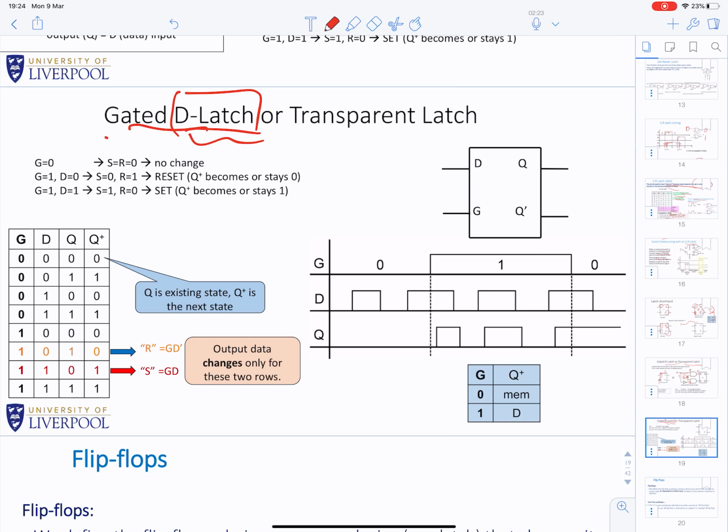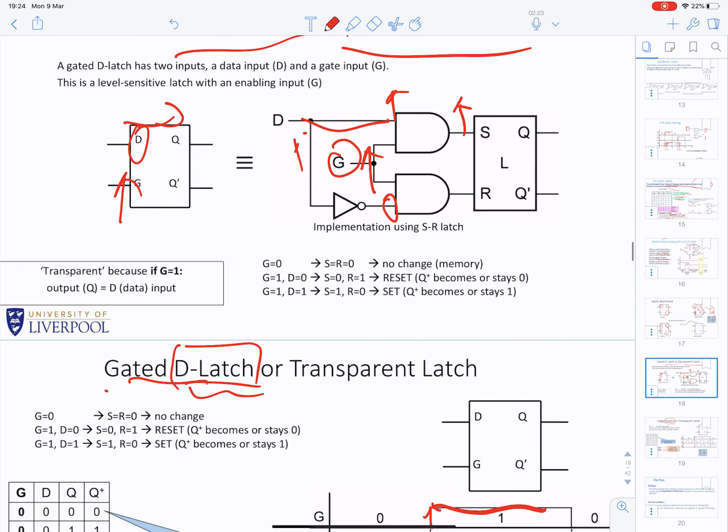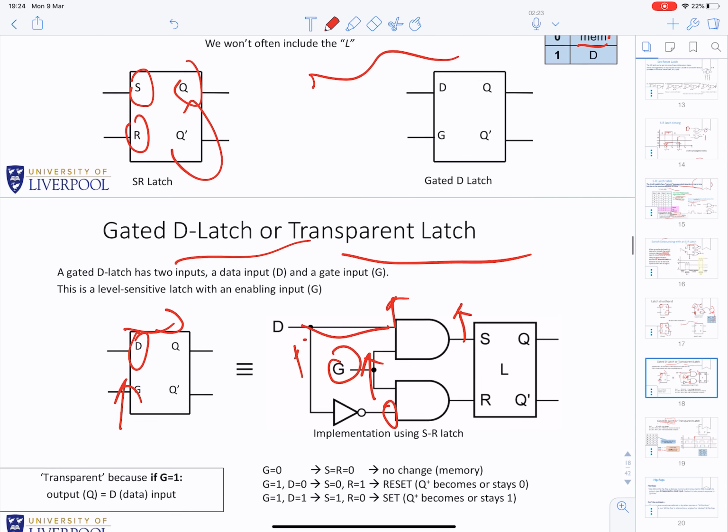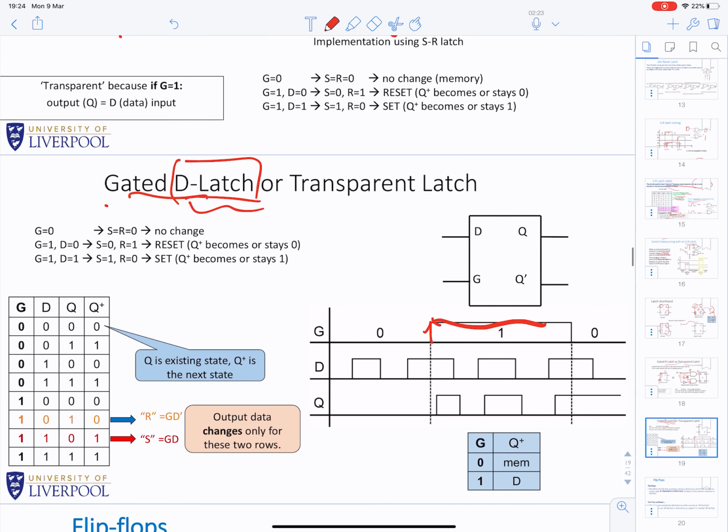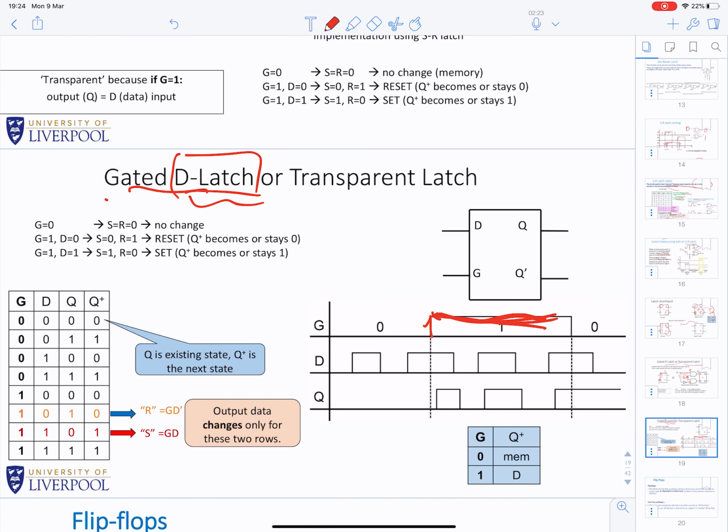So Q is the existing state, Q plus is the next state. And let's draw the block diagram. So the Q, what if G is 1? G is 1, then it's going to follow the D latch, it is enabling. As long as we just copy the things here, but we just need to delay sometimes to follow exactly the same period.